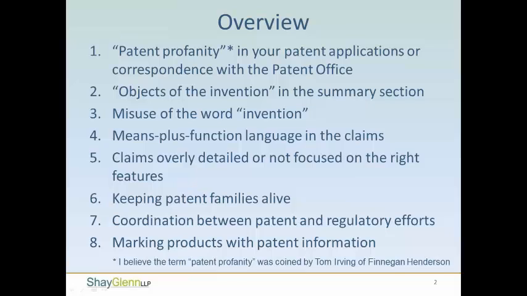The second type of loophole I'll talk about is something called objects of the invention. And you don't want to use those in general in your patents. The third thing is misuse of the word invention. There's no need to even use the word invention anymore when you're writing your patent applications. The fourth loophole is something called means plus function language, something you should avoid using, or if you're going to use it, you want to use very carefully. The fifth type of loophole is claims that are overly detailed or not focused on the right features. Also talk about keeping your patent families alive. And the seventh thing you should keep in mind is coordinating the efforts between your patent and regulatory folks. And the last item I'll be talking about is marking your products with patent information.